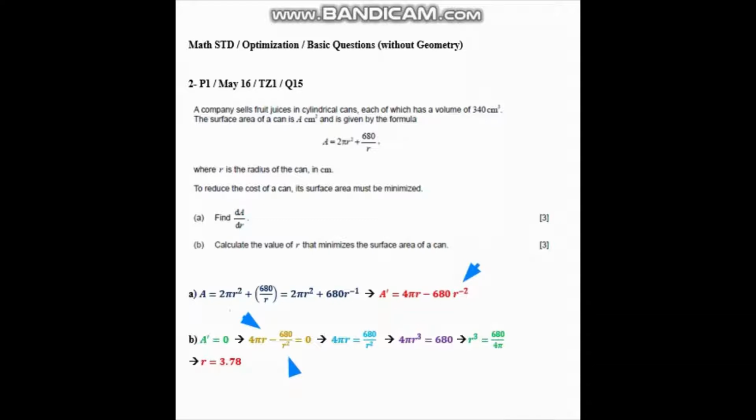Next, I've taken this second fraction right there, and I've transferred it to the right hand side. Now it's positive, of course. Next, I multiplied both sides by r squared to get rid of this denominator. So I got 4 pi r cubed equals 680. Next, I divided 4 pi from both sides. So I got r cubed equals 680 over 4 pi.